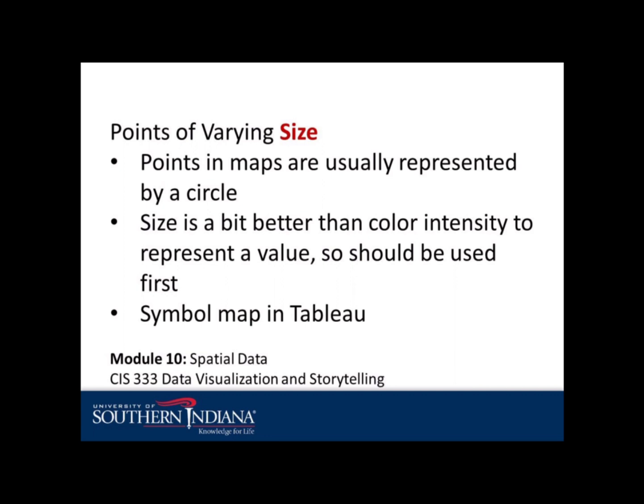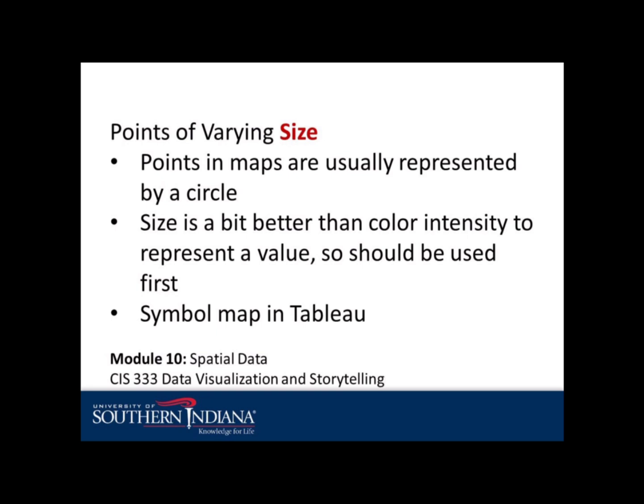So, points of varying size. Points in a map are usually represented by a circle. You can use squares, but it should be a shape that's fairly simple, so it's a lot easier for the user to interpret. But circle is usually the best. Size is a little better to use than color intensity to encode a value, so you should make sure you always use size first over color.